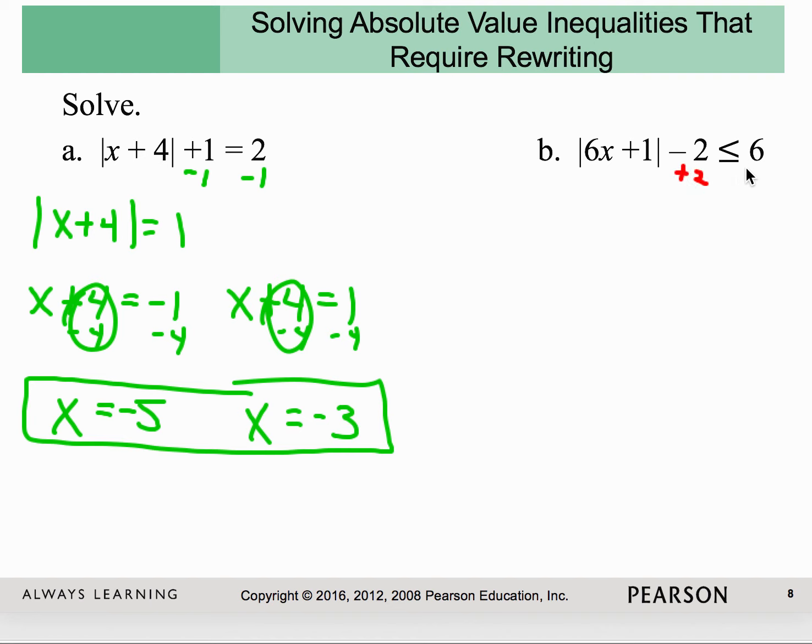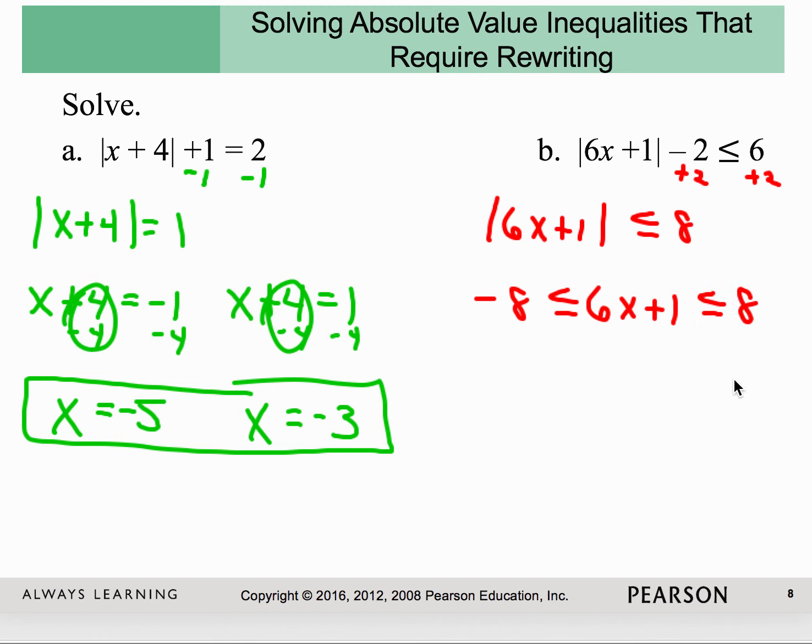Isolate it, it being the absolute value bars. Look at the sign to determine how to get rid of the bars. It's a less than, so I'm going to put that stuff inside the absolute value bars in between positive and -8. Okay, solve the compound inequality.